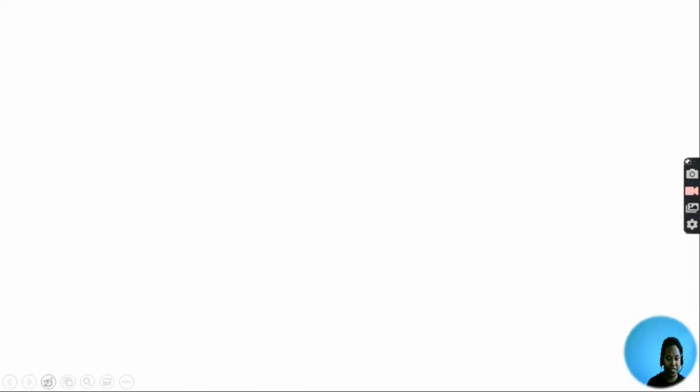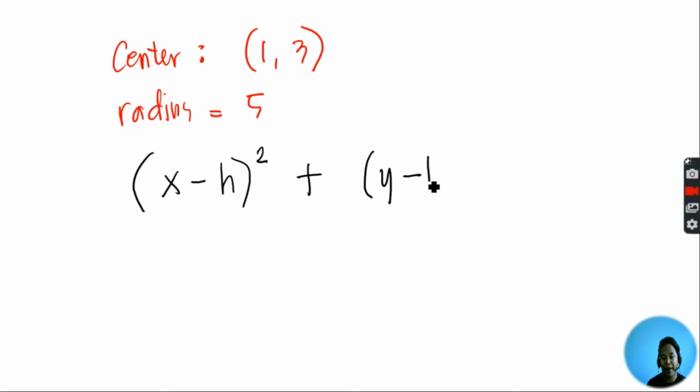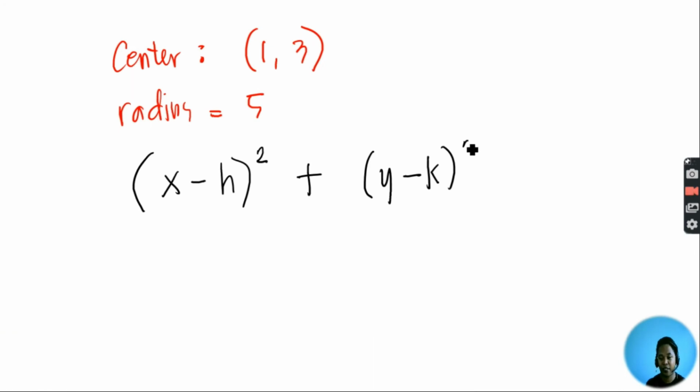Yung ating center, at yung ating radius ay 5 units. Ano nga ulit yung ating standard form of the equation of the circle? Ito po siya: the quantity of x minus h squared, plus the quantity of y minus k squared, is equal to r squared.